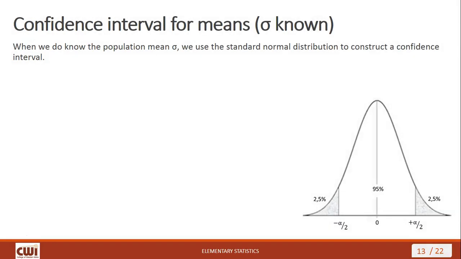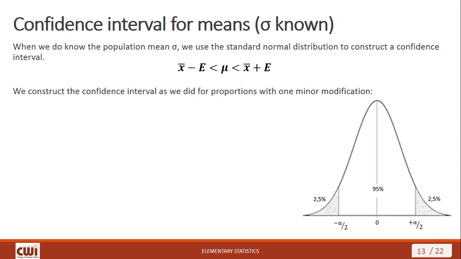Now, that's the case where we actually don't know what sigma is. In some very rare instances, we are going to know what the population standard deviation is. And in that case, we need to use a standard normal distribution and a z-score to construct our confidence interval. So we use the same general form, but the way in which we calculate the margin of error is going to be different.